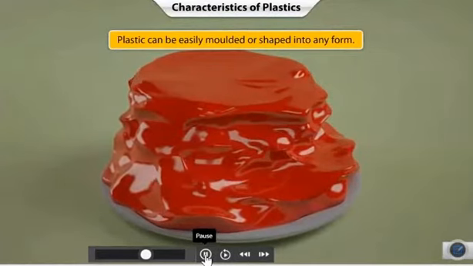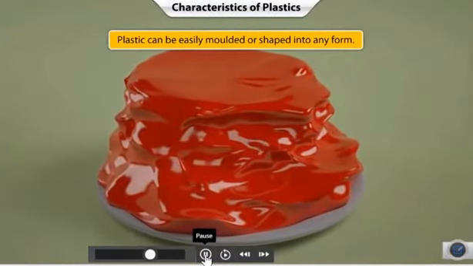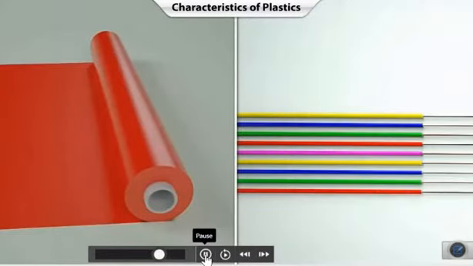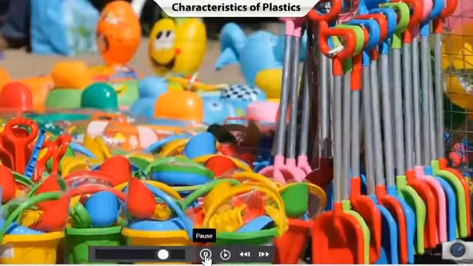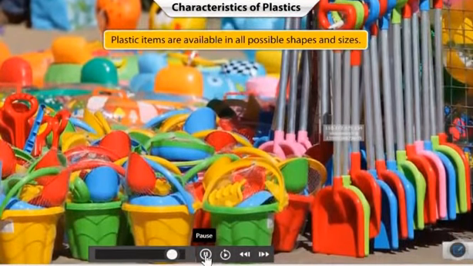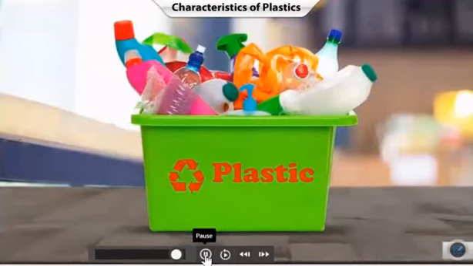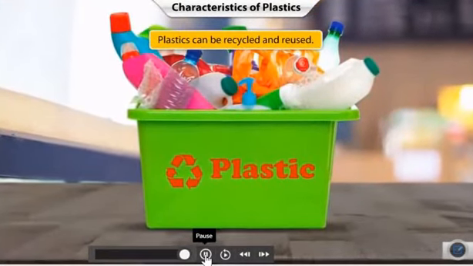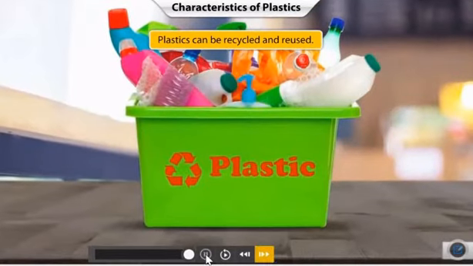Plastic can be easily molded, that is, it can be shaped into any form. It can be rolled into sheets or turned into wires. This is the reason why plastic items are available in all possible shapes and sizes. This property is very useful economically and ecologically as it allows plastics to be recycled and reused multiple times.